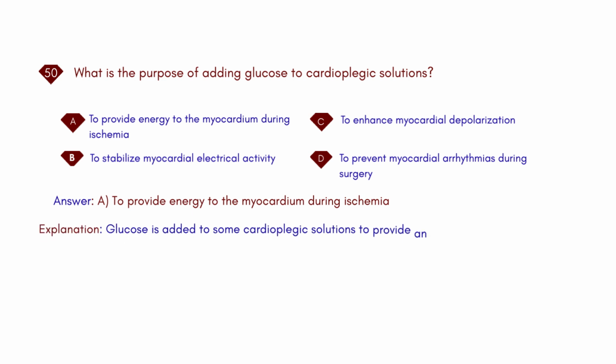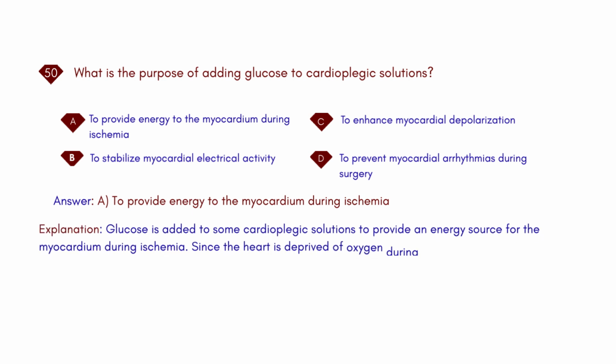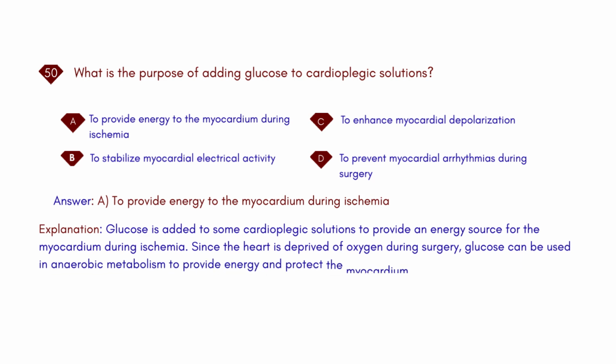Explanation: Glucose is added to some cardioplegic solutions to provide an energy source for the myocardium during ischemia. Since the heart is deprived of oxygen during surgery, glucose can be used in anaerobic metabolism to provide energy and protect the myocardium from damage.